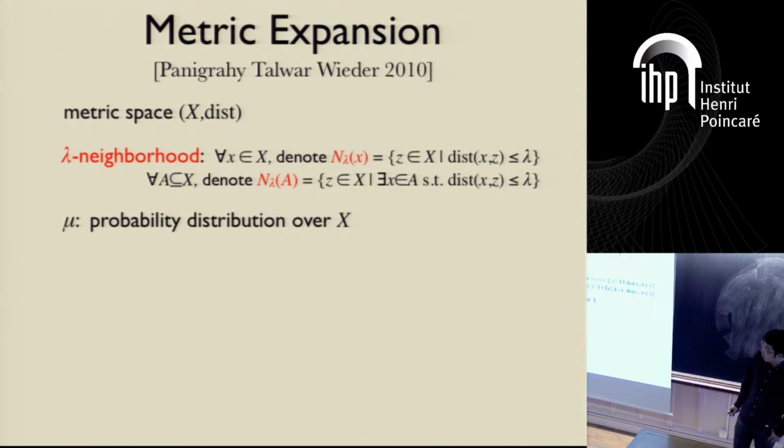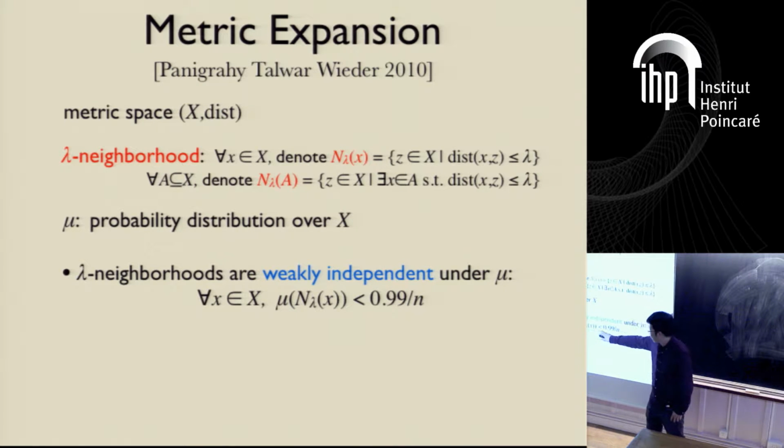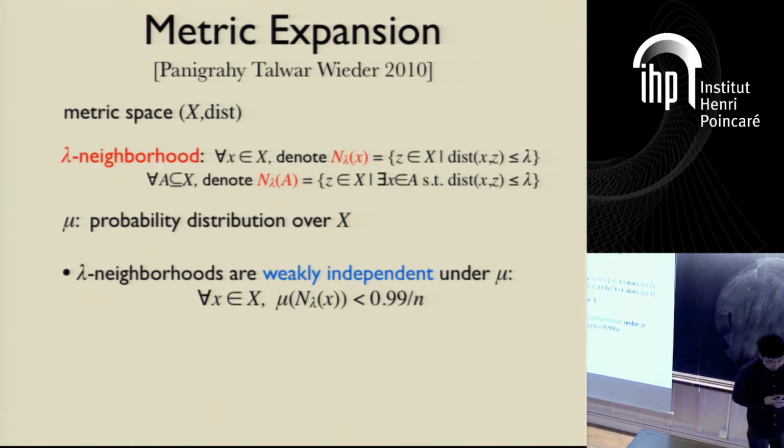Okay? And consider a probability measure mu over the metric space. We say the lambda neighborhoods are weakly independent under this distribution if all lambda balls are this small, the measure of all lambda balls is this small. So the union of n lambda balls together still leaves a constant fraction of the space uncovered. This 0.99 is just an arbitrary constant less than 1.